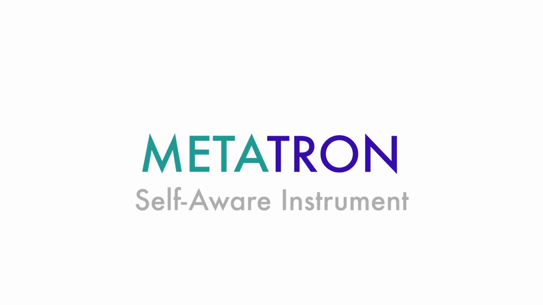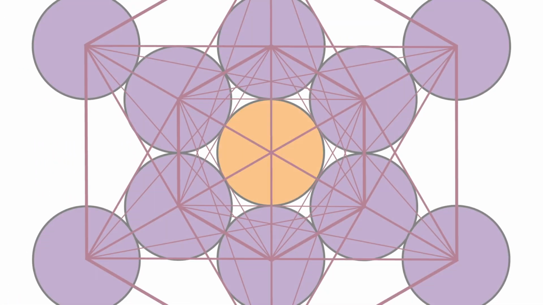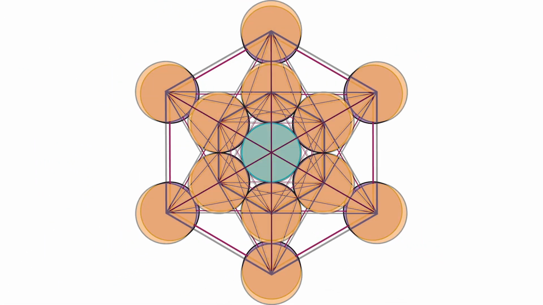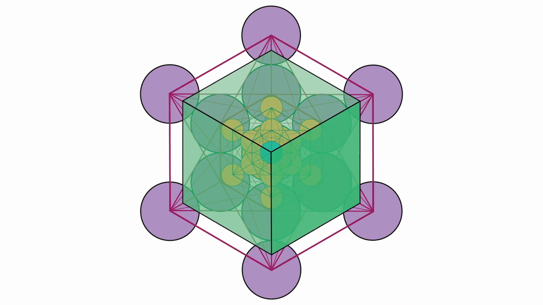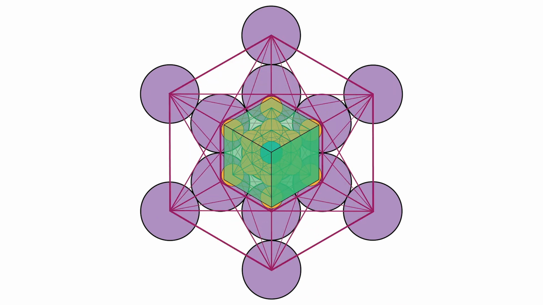So based on these two definitions, I deduced that Metatron means self-aware instrument or self-aware device, which makes a lot of sense to me, especially when we talk about the Metatron's Cube. It is a device, it is an instrument that allows you and helps you to become more self-aware.